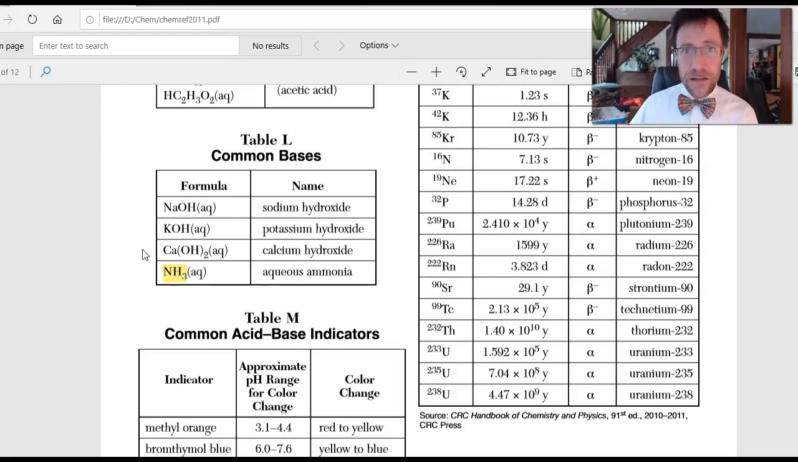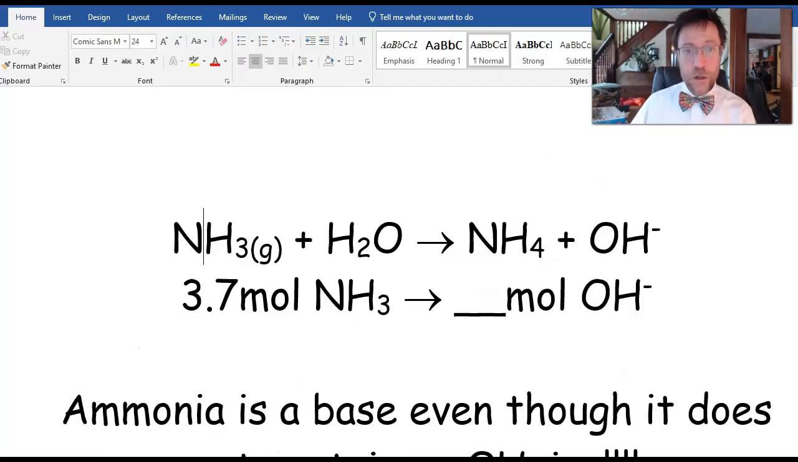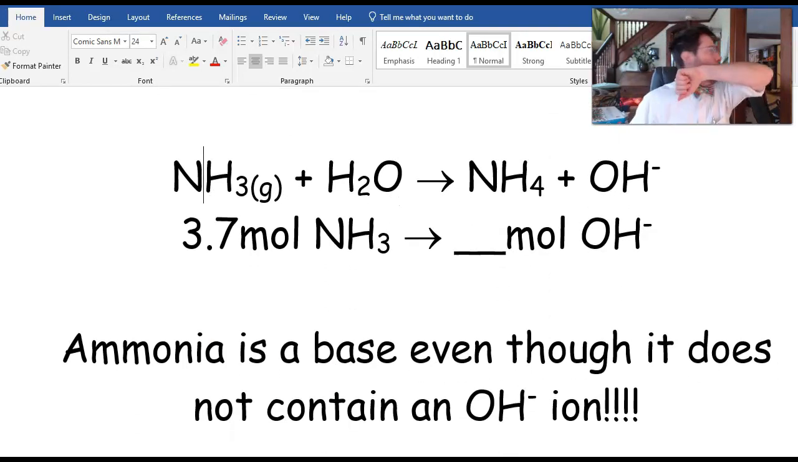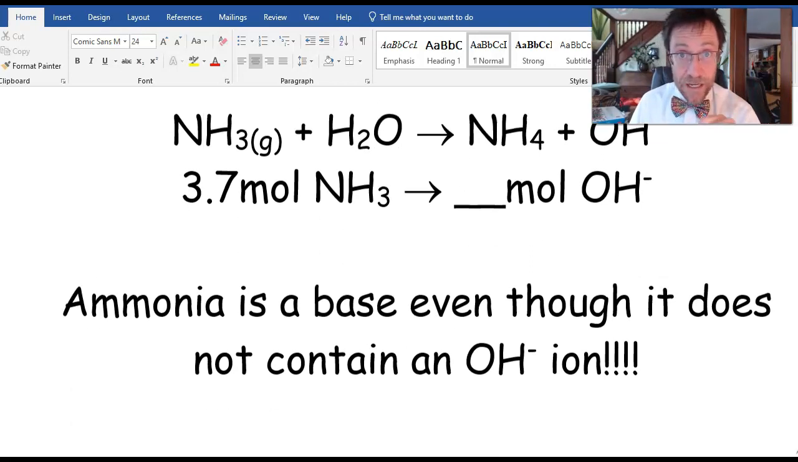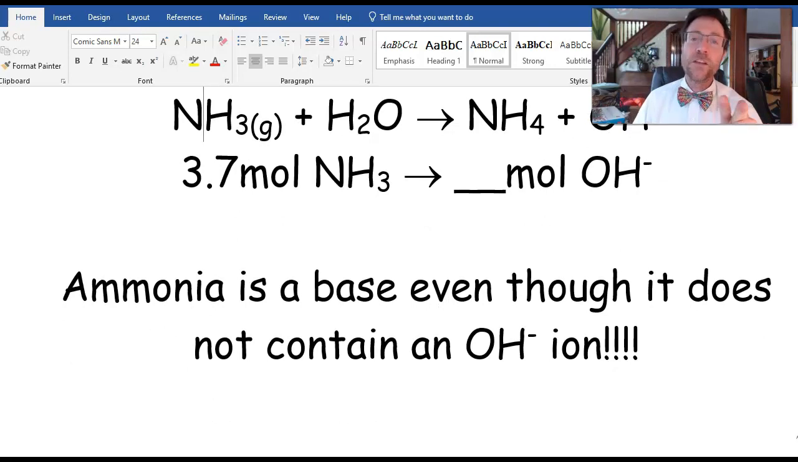All right, you guys got it? You guys understand where you can go for stuff? I hope so. I need you to remember, ammonia is a base when you put it in water, even though it does not contain a hydroxide ion. You good?